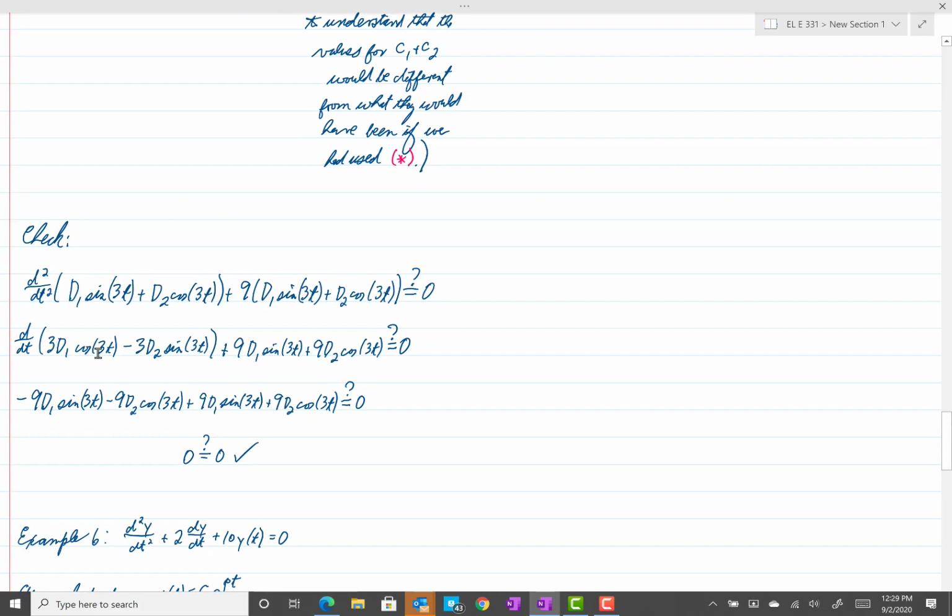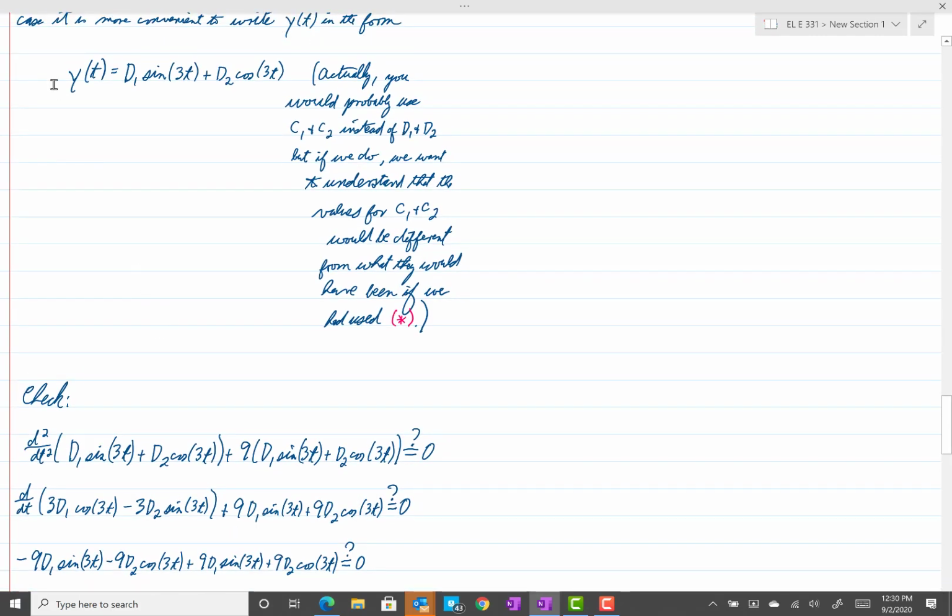Now I'll take one more derivative, and so 3 comes out front, and the derivative of cosine is negative sine, so I'll get minus 9d1 sine 3t. And then here, when I take the derivative of the sine, the 3 comes out front and I get cosine, so minus 9d2 cosine 3t plus 9d1 sine 3t plus 9d2 cosine 3t. And you see that everything on the left-hand side cancels, and we get 0 equals 0. So indeed, that works. And indeed, this is a correct way of writing the solution for the differential equation.